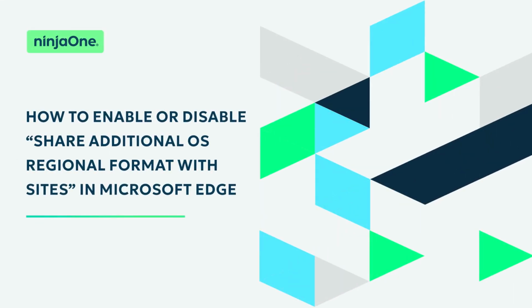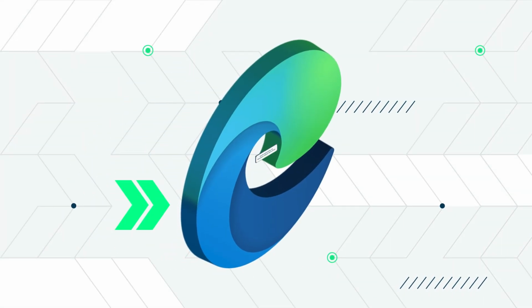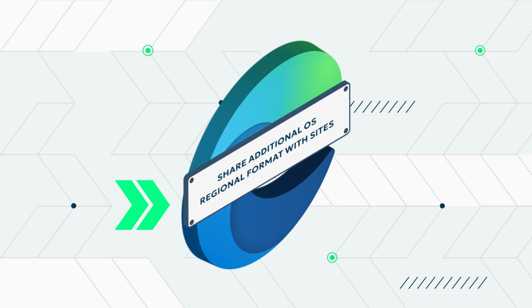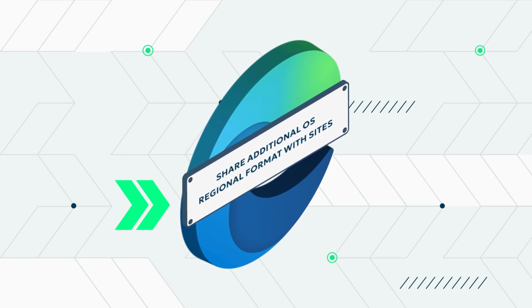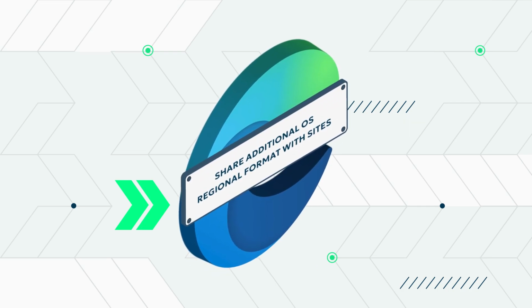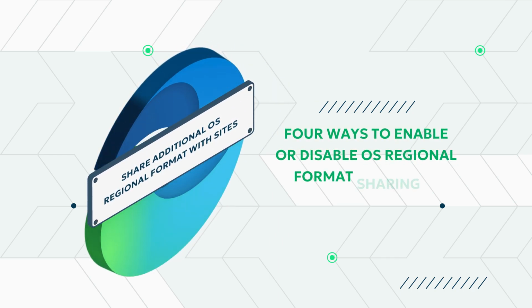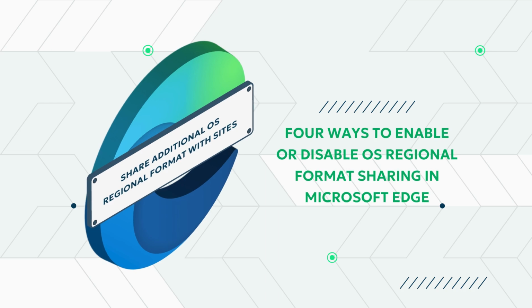How to enable or disable Share Additional OS Regional Format with Sites in Microsoft Edge. Microsoft Edge includes a lesser-known privacy control called Share Additional OS Regional Format with Sites. It determines whether websites can access your Windows regional format, like date, time, or number display preferences, beyond the browser's own language settings. In this video, we'll show you 4 ways to enable or disable OS regional format sharing in Microsoft Edge, ranging from quick GUI changes to automated PowerShell deployments.